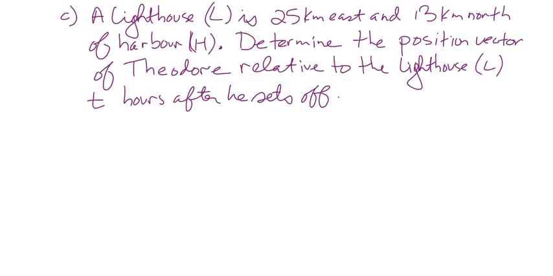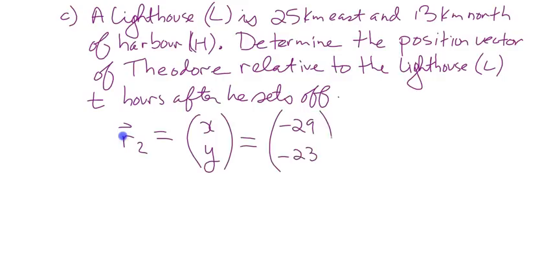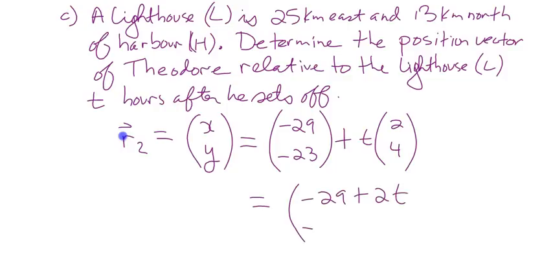So we'll call that R2, which is equal to XY, which is equal to a position of negative 29, negative 23 plus T times 24, which is equal to negative 29 plus 2... That's his position relative to the lighthouse. You plug in T is 0, you're at negative 29, negative 23.